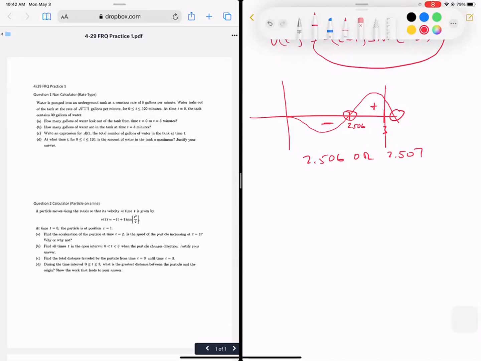So why do we change directions? Because our sign changed from negative to positive. We went left, we stopped at 2.56, and then the sign changed to positive.